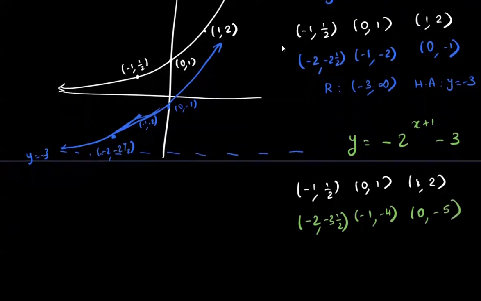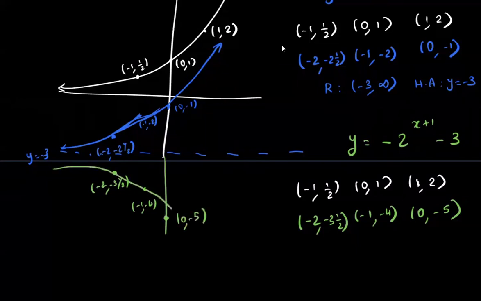So where are my points now? The points are -2, 3.5. It comes down. Then -1, -4 is even further down. 0, -5 is even down. So my graph is actually flipped like this. Sorry about the graphs. So it's like this, right?